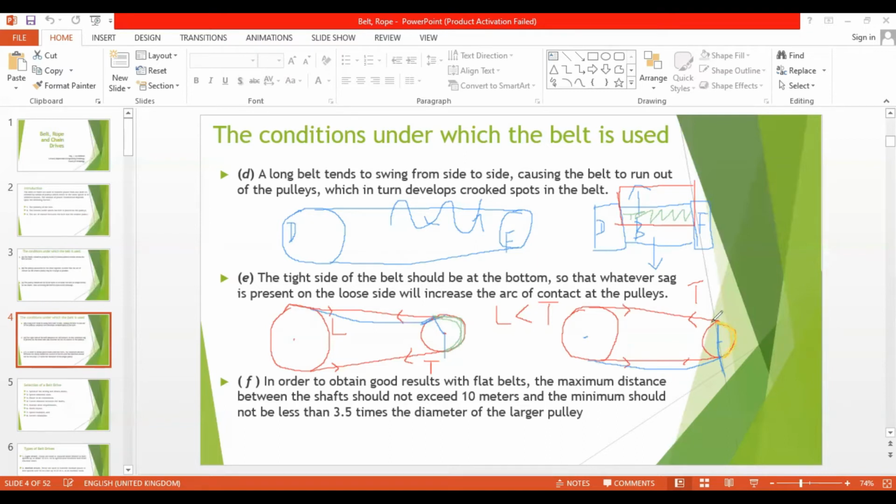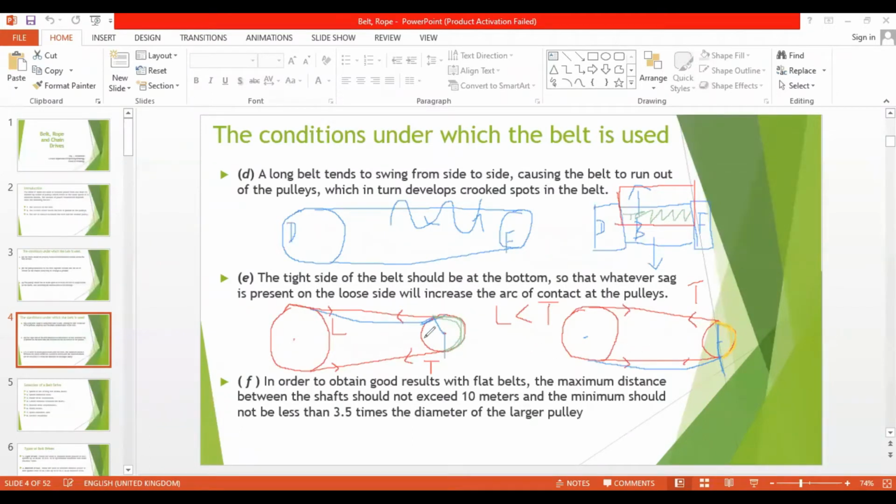When you compare these two arcs of contact, you can see the arc of contact here is higher than the arc of contact here. And we already know the arc of contact has some impact on the transmission of power. So if the arc of contact increases, the power transmission increases. If the bottom side is loose, what will happen? The arc of contact would be low. If the arc of contact is low, the power transmission would be low.